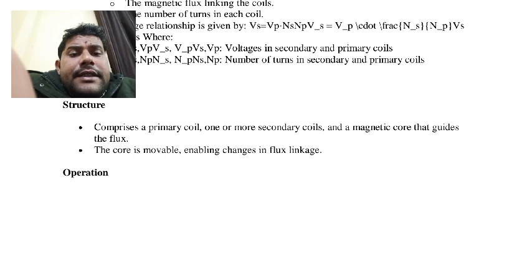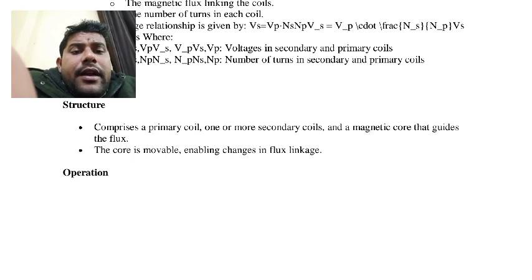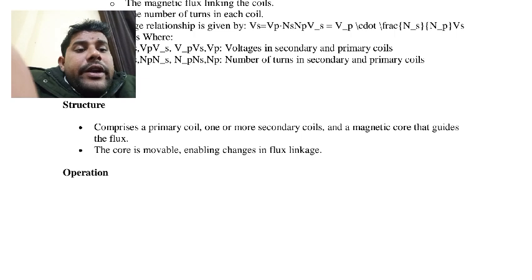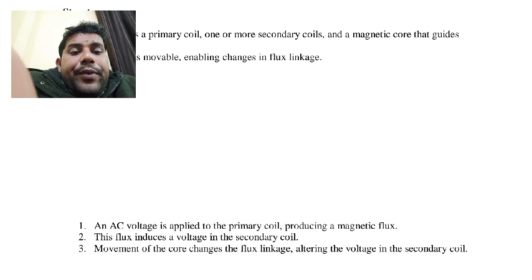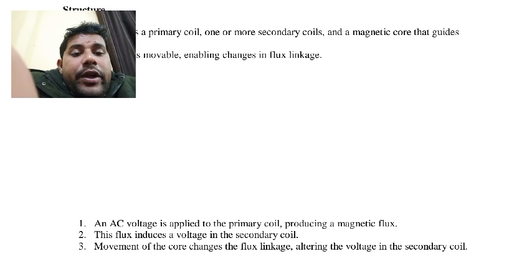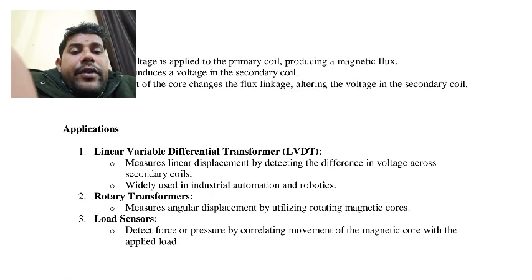The structure comprises the primary coil and one or more secondary coils, with a magnetic field so that they can produce flux. The core is movable, enabling a change in flux linkage. Operation: an AC voltage is applied to the primary coil, producing a magnetic flux. This flux induces a voltage in the secondary coil. Movement of the core changes the flux linkage, altering the secondary coil voltage.